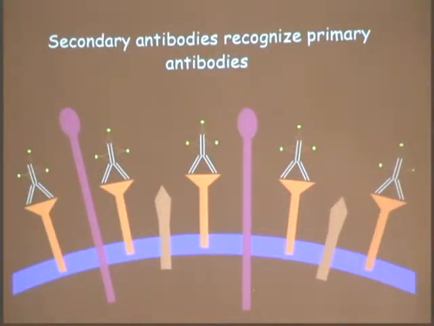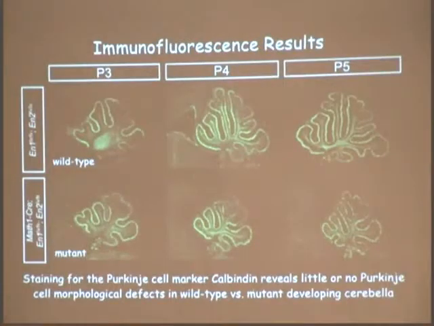Now, using fluorescent microscopy, we are able to see the Purkinje cells. As you can see, the staining for the Purkinje cell marker Calbindin reveals little or no Purkinje cell morphological defects in the wild type versus the mutant developing cerebellum. P3, P4, and P5 stand for postnatal, so this would be postnatal day 3, which is 3 days after a mouse is born. P30 would be considered adult, but for our purpose, we're just in the developing stages.